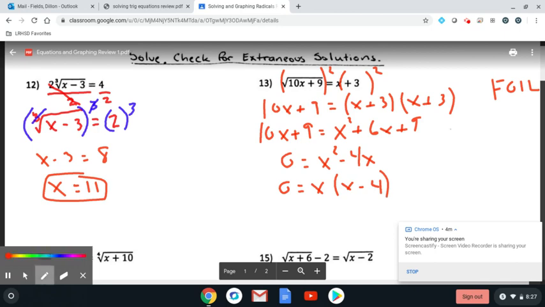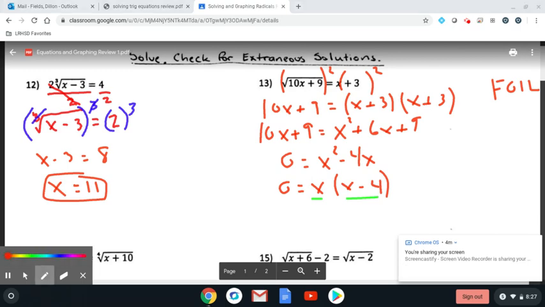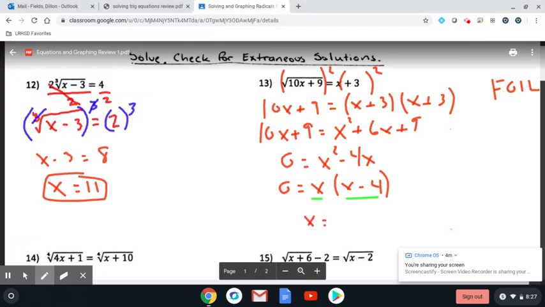All right, now at this stage right here, you guys have your two groups, right? Like you have your GCF, and then you also have that x minus 4. So each of those two groups, we're just going to set equal to 0 and then try to solve. So when I set x equals 0, it's just going to give me 0. And when I set x minus 4 equals 0, that's going to give me a positive 4.